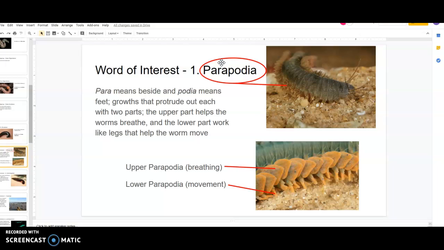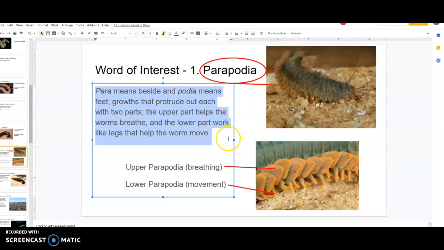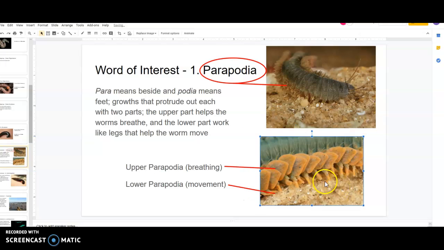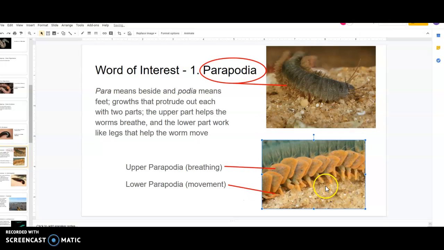So it actually helps them move. They look like little legs, right? And it helps them breathe. Notice I wrote this part in my own words. I read about it and tried to summarize what it means in a simple way. So the upper part helps them breathe. You can see here in the lower part, more like legs, helps them move around. Oops, let's put that back. There we go. Okay.